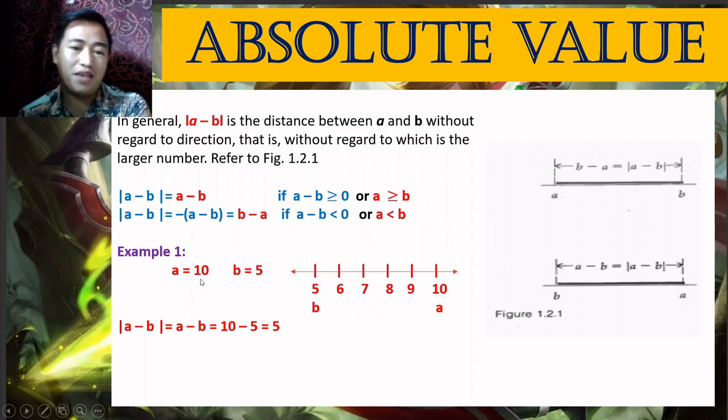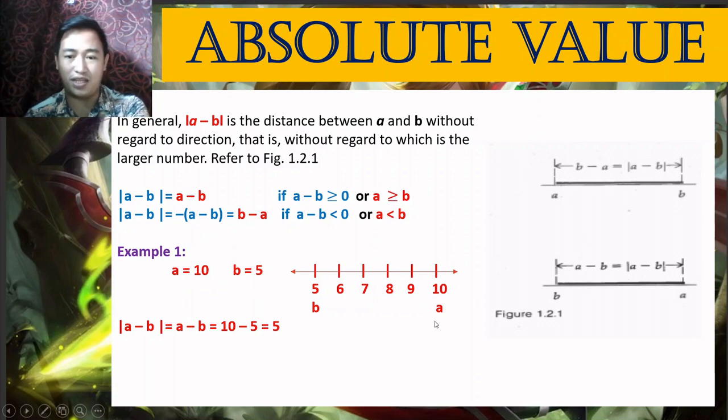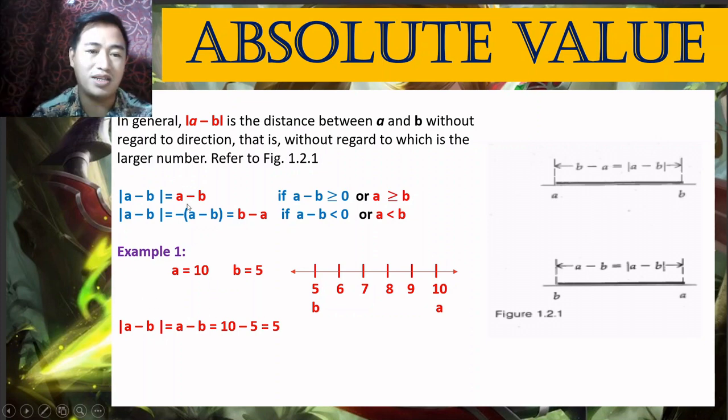Okay, example. If A is 10 and B is 5, we use the first case, since A is larger than B. So that is the absolute value of A minus B, which is equal to A minus B, which is 10 minus 5, equal to 5. Since A is larger, it comes first. We can go directly: 10 minus 5 is just equal to 5, and then take the absolute value of 5, which is just equal to 5. Okay? So, what we use is what we have above.